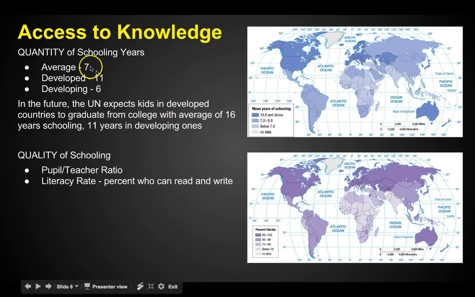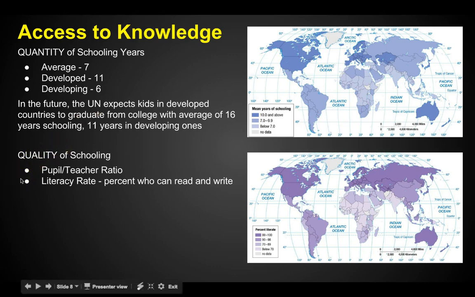Access to knowledge meaning how long are you going to school? The average globally is 7 years. In developed countries, it's 11 years of school. In developing countries, it's only 6 years of school. In the future, the United Nations expects kids in developed countries to graduate from college with an average of 16 years of schooling, but only 11 years in developing countries.